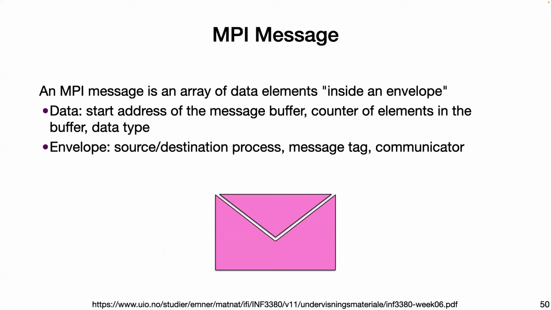The way that you encapsulate the data is called an MPI message. Basically a message is an array of data elements inside some envelope, where the envelope contains some metadata as well, like the start address of the message, how many elements you're going to send, and the type. That corresponds to the actual data. And the envelope is the source and the destination, some tag, which may be a unique identifier, and the overall communicator.